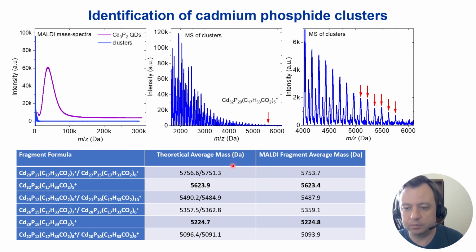We tried to identify the molecular weights of the ions and assign the formula. The second heaviest fragment here corresponds to the composition cadmium 32 phosphorus 20. Then slightly lighter fragments correspond to cadmium 29 phosphorus 18. It suggests that these clusters are at least 10 units of cadmium phosphide with all 8 capping ligands.